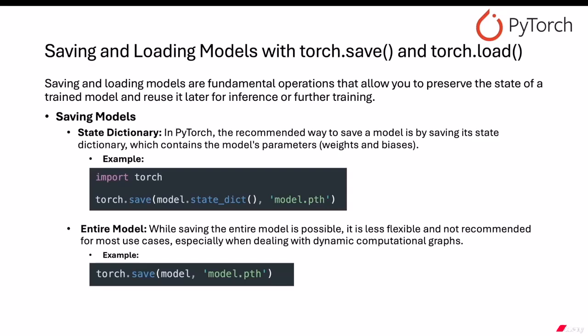Saving models. State dictionary. In PyTorch, the recommended way to save a model is by saving its state dictionary, which contains the model's parameters, weights, and biases. An example is import torch and torch.save(model.state_dict(), 'model.pth'). Entire model. While saving the entire model is possible, it is less flexible and not recommended for most use cases, especially when dealing with dynamic computational graphs. Here is an example: torch.save(model, model_path).